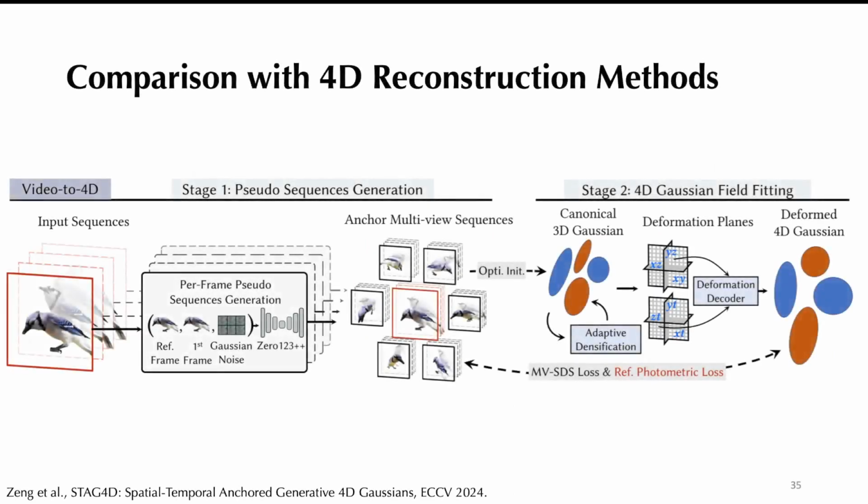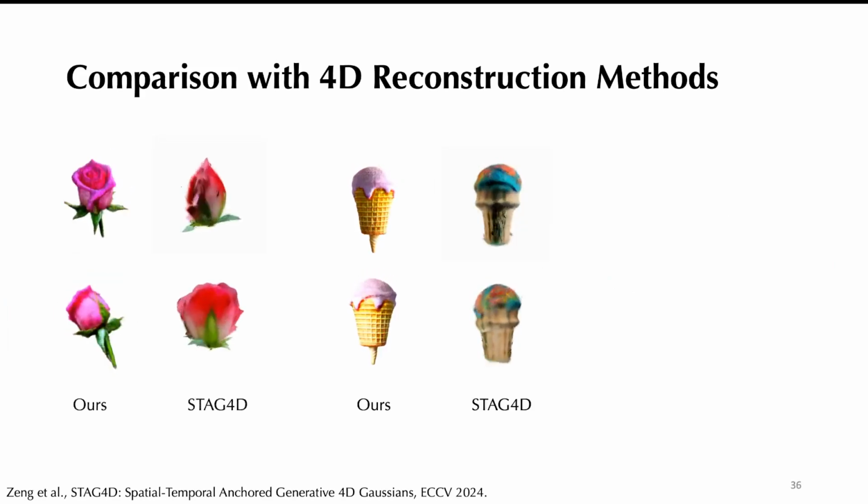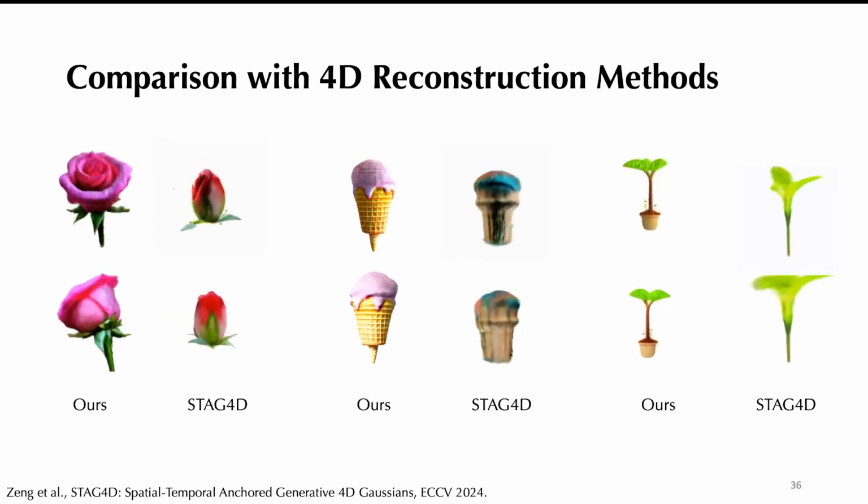We then compare with another task that potentially generates 4D content, 4D reconstruction. A 4D reconstruction method takes a video as input and does reconstruction using pre-trained 3D reconstruction models. Stack 4D is a representative work in this area. We also compare our method to Stack 4D on rose blooming, ice cream melting, plant sprouting, and several other phenomena.